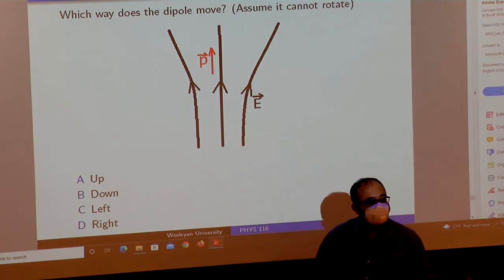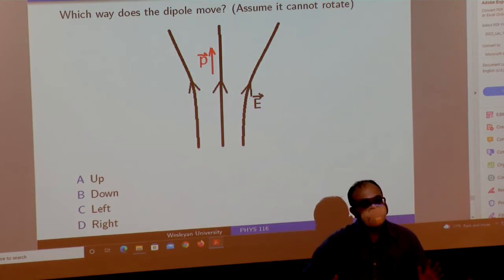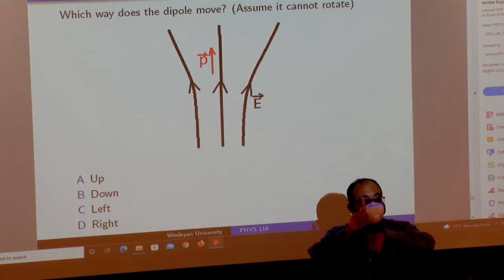Yes, Julie. So the field lines are parallel. What would that tell you about the field strength? They're the same, and so the forces would cancel.